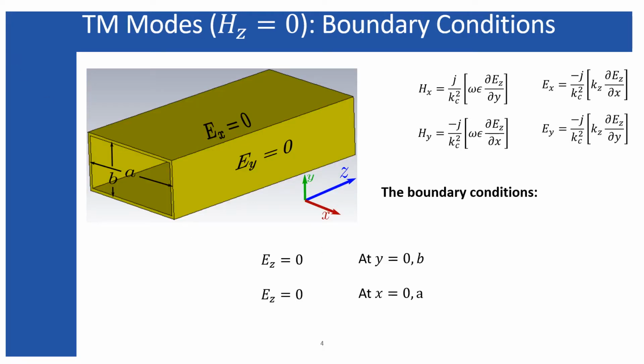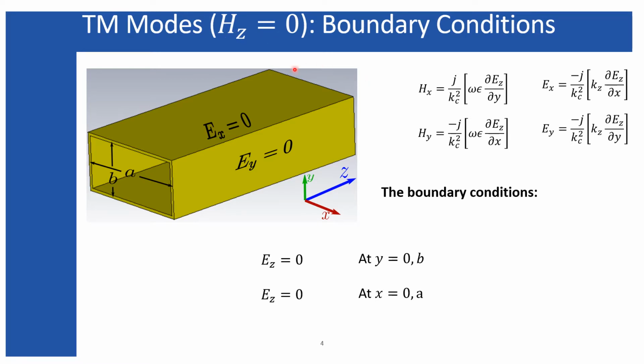Next is the boundary conditions. In the case of TE mode, we have assumed that Ex was equal to 0 at y equals 0 and y equals b. Similarly, Ey was equal to 0 for x equals 0 and x equals a. And these two boundary conditions I have assumed because for TE mode, it was the longitudinal electric field that has been considered to be 0.